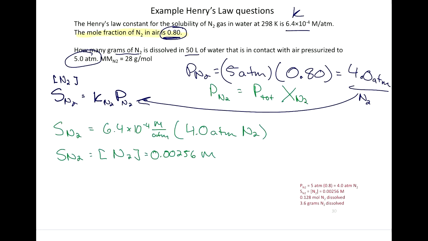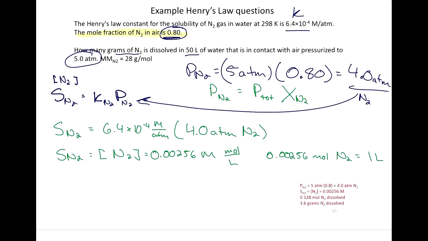So we have the solubility of nitrogen in molarity. What is the unit of molarity? What does big M mean? Moles per liter. Yes, moles per liter. So what this concentration means is that there is 0.00256 moles of nitrogen per every 1 liter of solution. Do we have a liter of solution? No, we have 50 liters of solution.